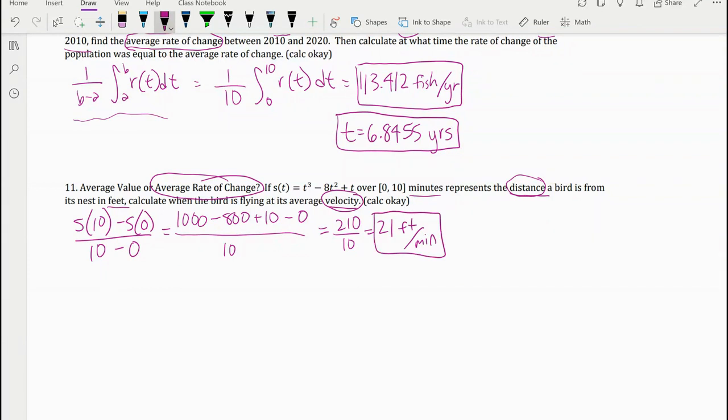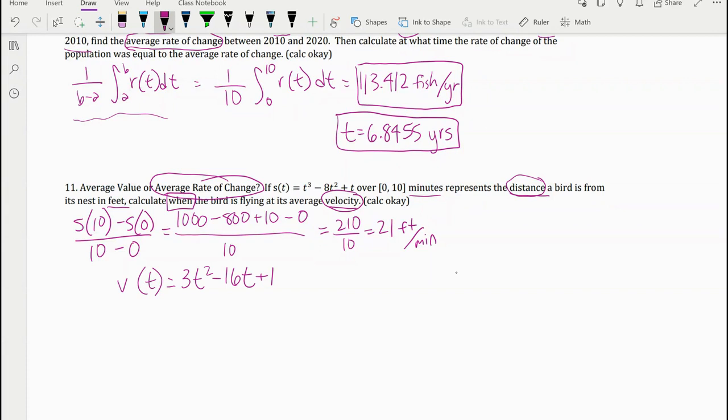And we are finding when is the bird flying at its average velocity? Okay, I shouldn't have actually circled that. I'm not done with the problem. When is the bird flying? When? That means you have to solve for t. When is the bird flying at its average velocity? So let's find the actual velocity. Actually, instead of s prime of t, let's just call that v of t. The velocity is equal to 3t squared minus 16t plus 1.